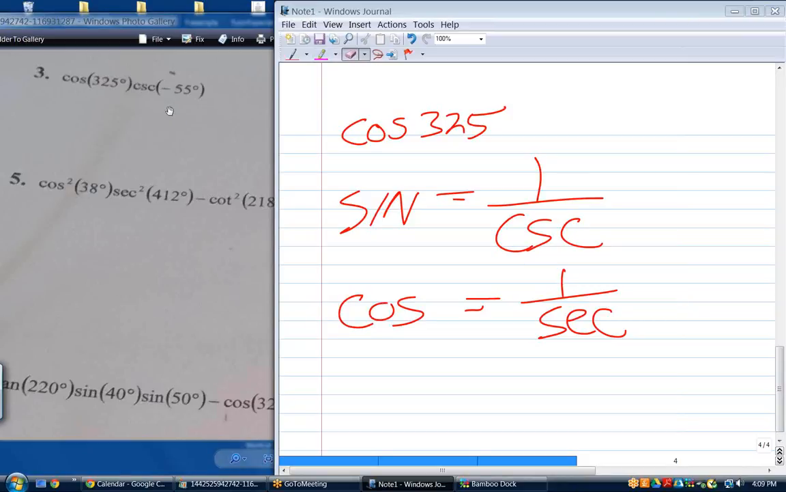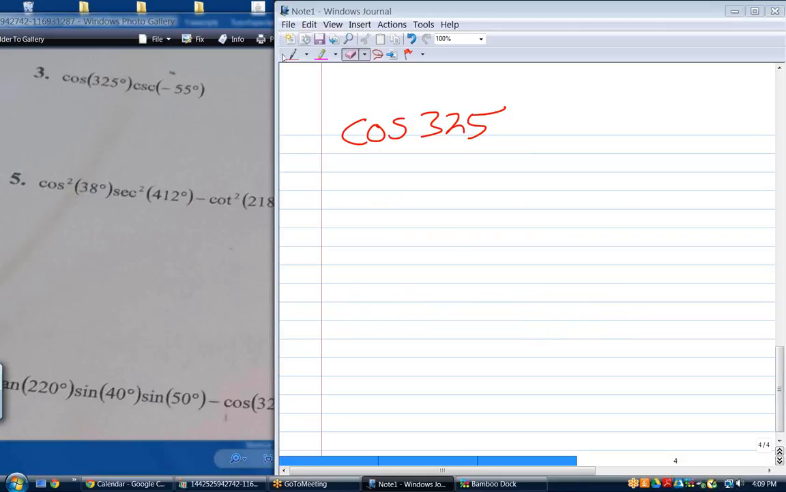Especially when the other part of it is cosine. All right. So what's the reciprocal? Sine. And now what's sine of minus 55? Same as... isn't it negative sine? Because it's odd. Okay, so sine of minus 55 is the same as minus sine of 55, just based on the fact that it's odd, not even.